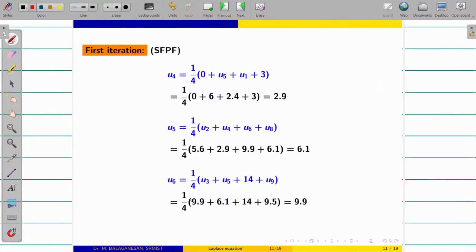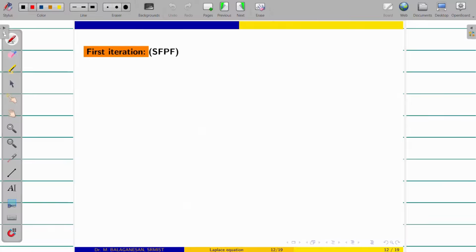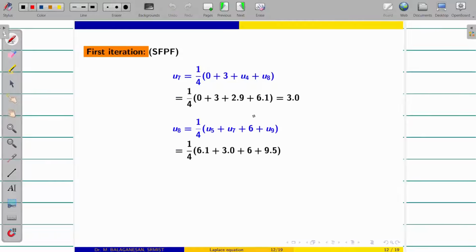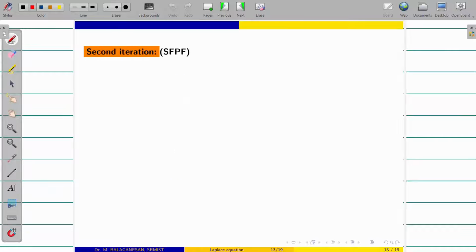So we found the U6. Similarly, U7, we can proceed. U4 recent value we have, we can substitute. U8 initialization we have to take. U8. Similarly, U5, U7 recent value, U9 old value you have to take. To find U9, everything are here, new values. You have to take from this first iteration only, U6, U8. That's it, guys. This is the way to find the interior values in the first iteration. The same procedure you have to follow for second iteration.